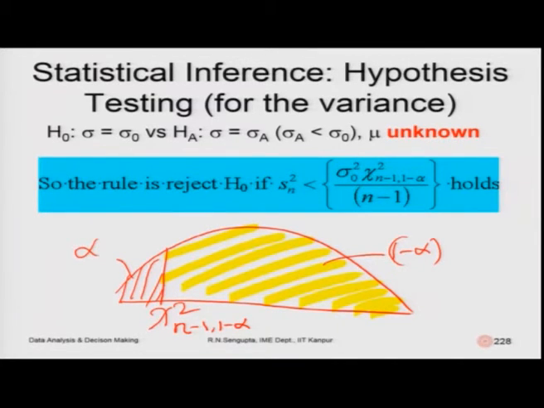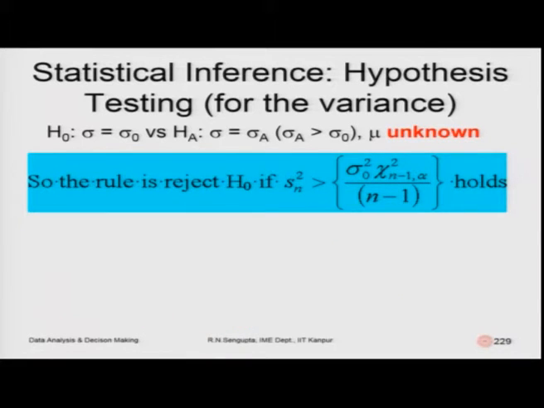So, this is the hypothesis testing for the case when under h naught sigma is equal to sigma naught, under h a sigma is equal to sigma a, but sigma is less than sigma naught and mu is unknown. So, for the greater than type, the hypothesis testing is: under h naught, sigma is equal to sigma naught, under h a sigma is equal to sigma a, but sigma is greater than sigma naught and mu obviously is unknown.